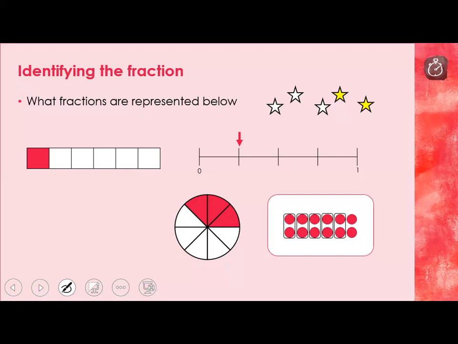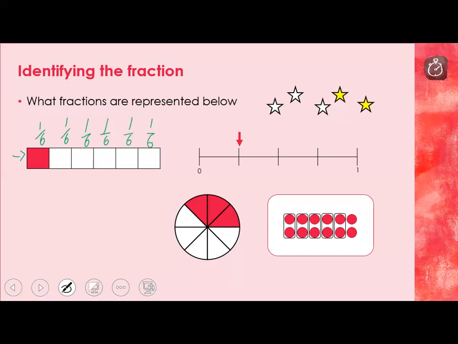Well, welcome back. Very simply, let's go through them one by one. So firstly, we have this 1 bar here. I can see it's been split into 1, 2, 3, 4, 5, 6 equal parts. So each of those parts is a sixth. There are six sixths in total.